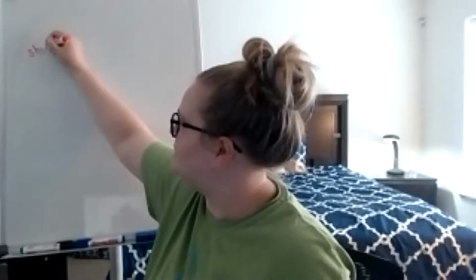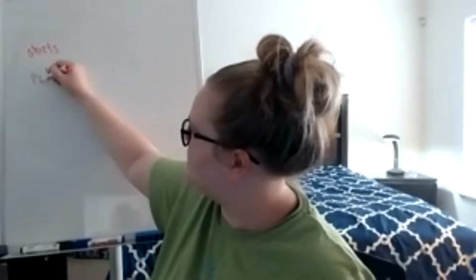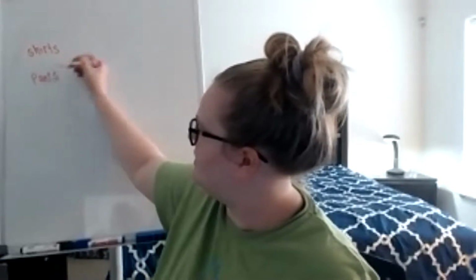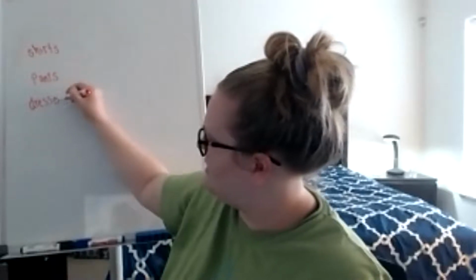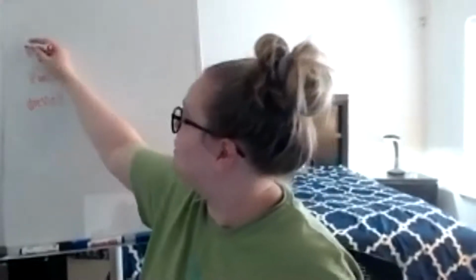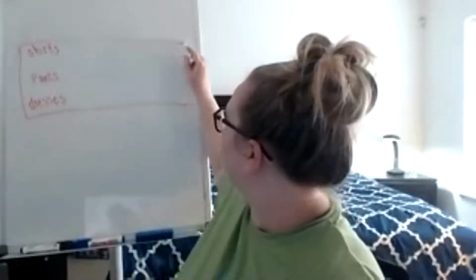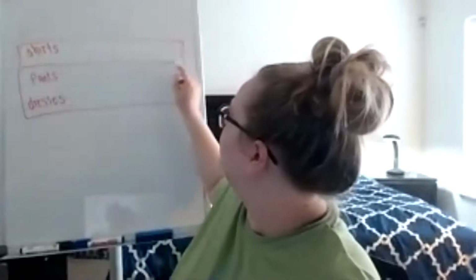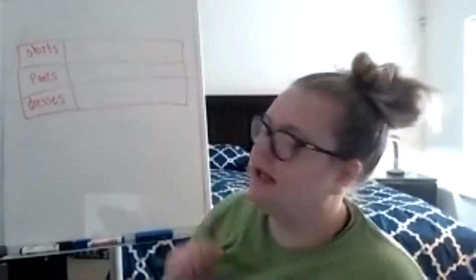Between shirts, pants, let's just say you're sorting between these three things: shirts, pants, dresses. What you can do while you're sorting is tally up each time you sort or fold one of these.